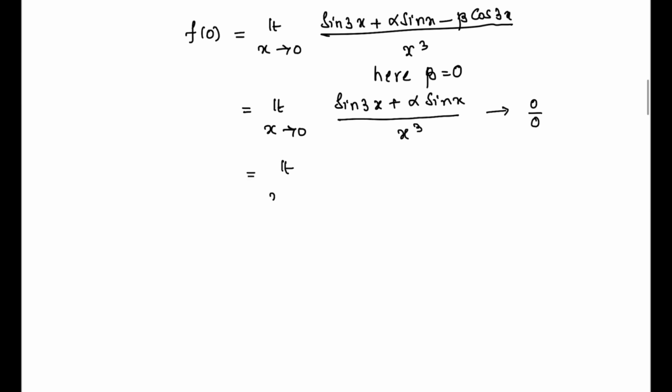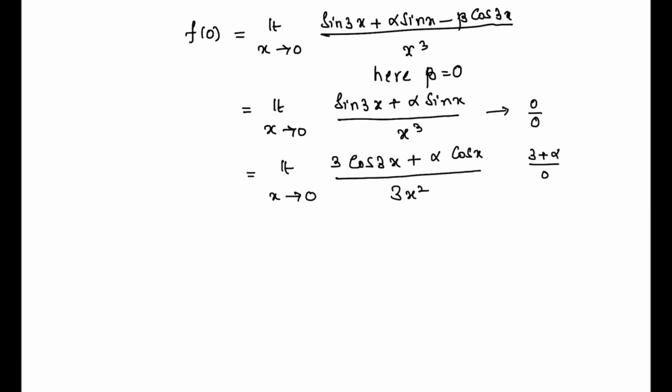Limit as x tends to 0. L'Hopital's rule says to differentiate the numerator and differentiate the denominator. Derivative of sin 3x is cos 3x into 3, plus alpha into the derivative of sin x, which is cos x, divided by x cube, whose derivative is 3x square. Now again we substitute x equal to 0. So you get 3 plus alpha in the numerator and 0 in the denominator. So once again, 3 plus alpha should be 0, right? So that we get a chance to calculate the limit.